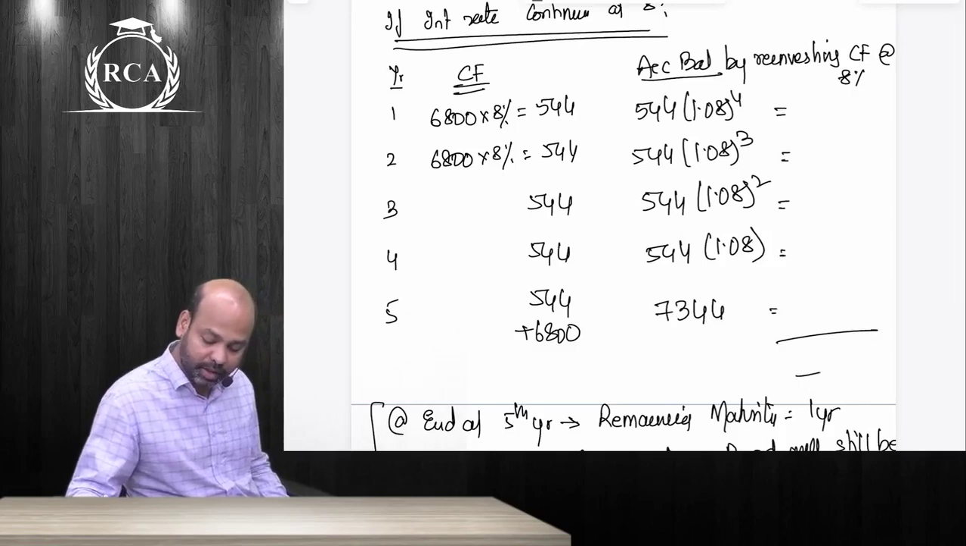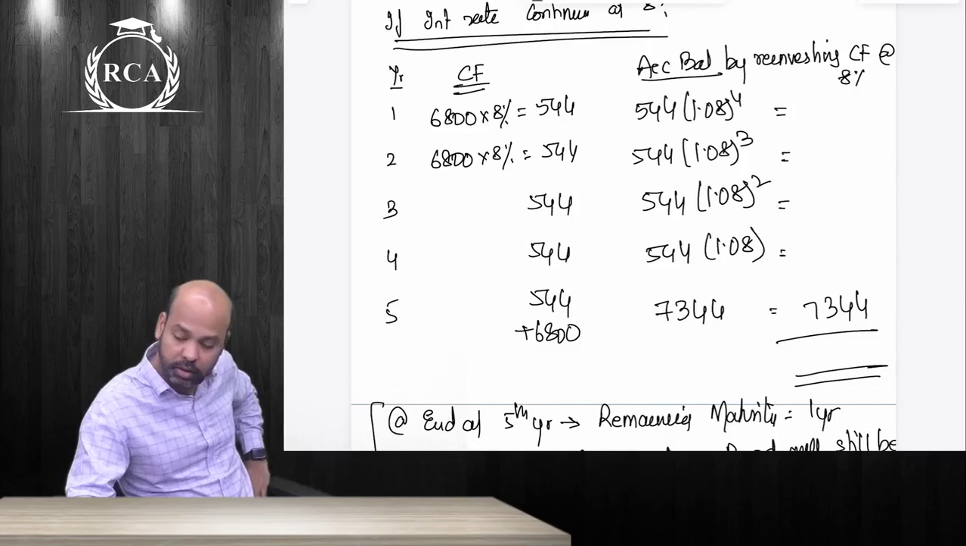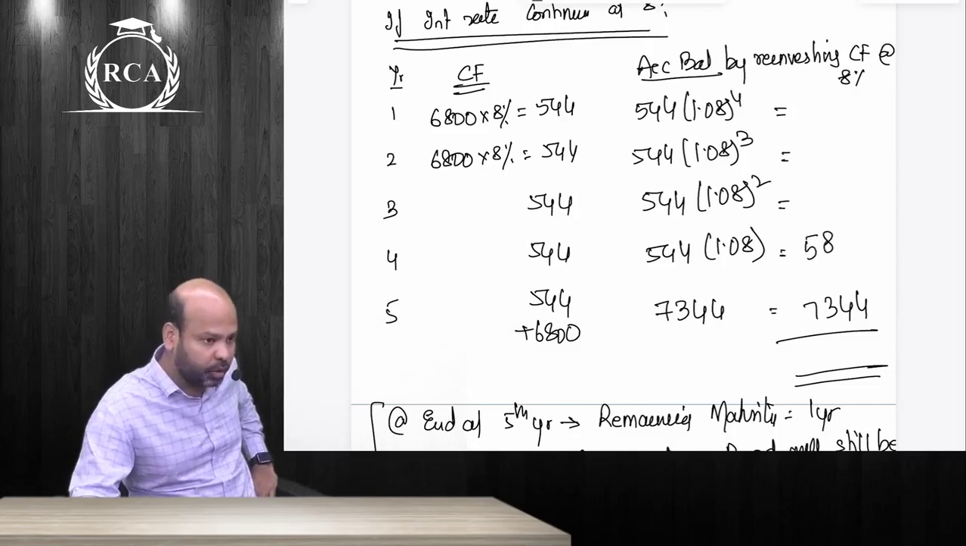Can someone tell me, guys, how much is the last second cash flow? 544 into 1.08. 587, and on top of that, into 1.08 again.